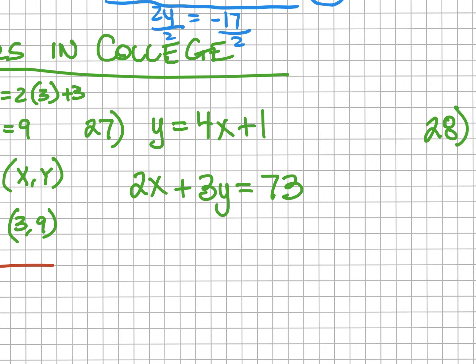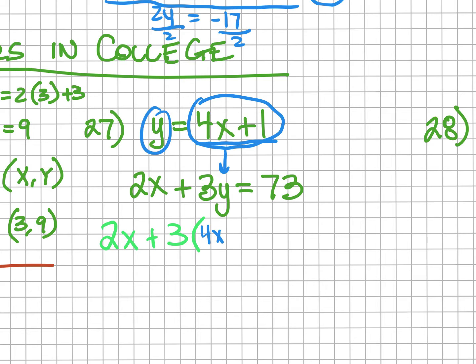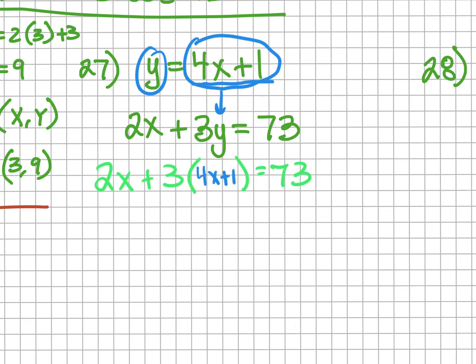These ones, I know what y is equal to. y is equal to 4x plus 1. So I'm going to rewrite the second equation exactly as it is, 2x plus 3, but instead of y, I'm plugging in 4x plus 1. So I have to say 4x plus 1, because that's what y is, equals 73. All right, let's see if I actually did this one right.